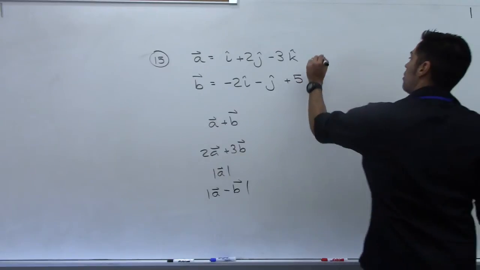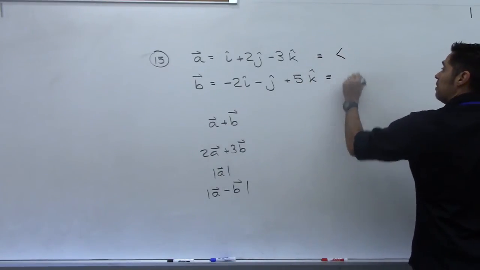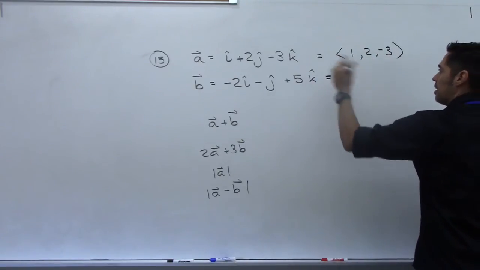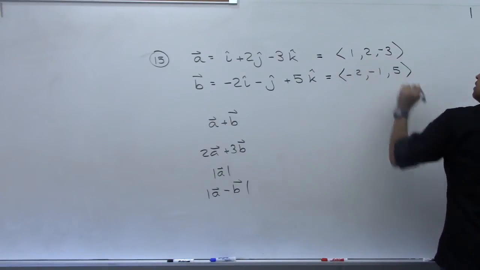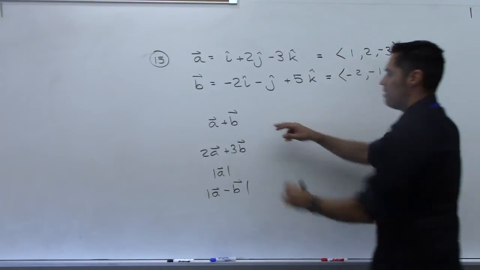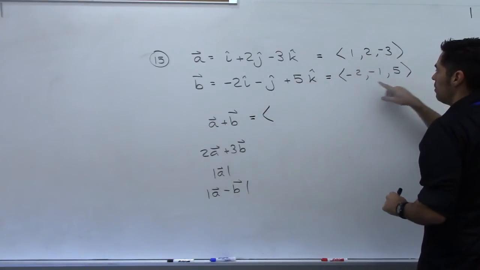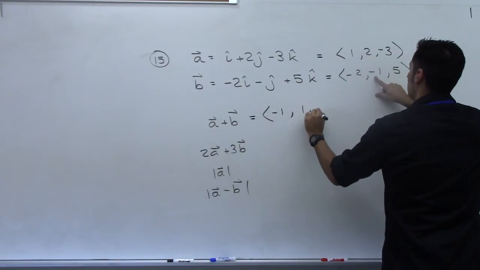So first, let's just rewrite these in different notation. This is the same as the vector 1, 2, negative 3. That's what the ijk means. Then here, negative 2, negative 1, 5. All right, let's add the two together first. When we add the two together, we get a new vector, just adding the components of the vector. So negative 1, positive 1, 2.